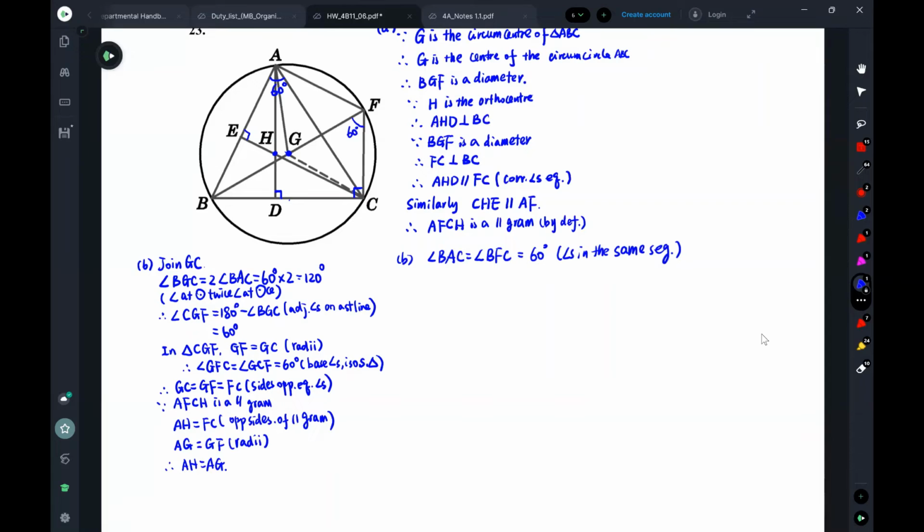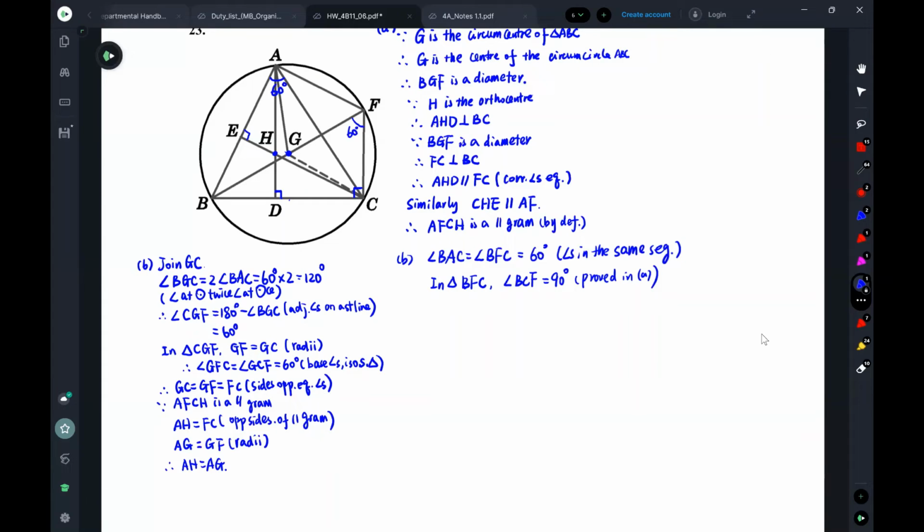Right? And then I can use in triangle BFC. So instead of the equilateral triangle, I'm looking at a special triangle BFC. Now BFC is a 30-60-90 degree triangle. We have angle BCF equal 90 degree, proved in A.